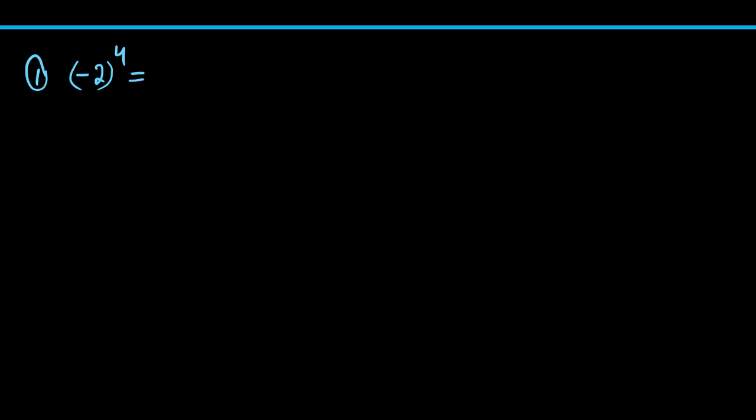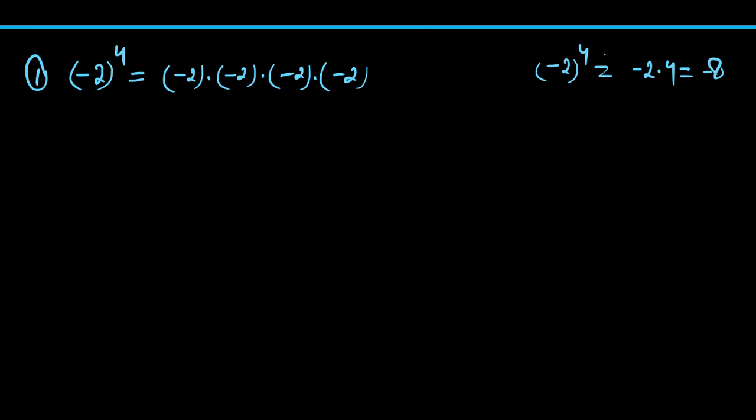So again, -2 power 4 is -2 times -2 times -2 times -2. You have to be very careful in this case. Most of the students, when they see -2 power 4, think it is -2 times 4, which is -8, and that is not correct. This is a mistake. You cannot write -2 power 4 as -2 times 4. Actually, that means you have to multiply -2 four times.